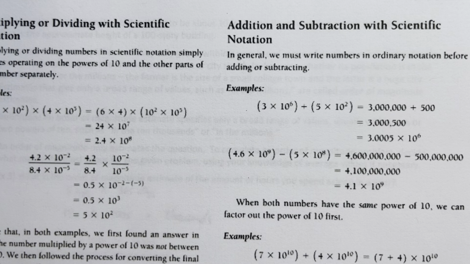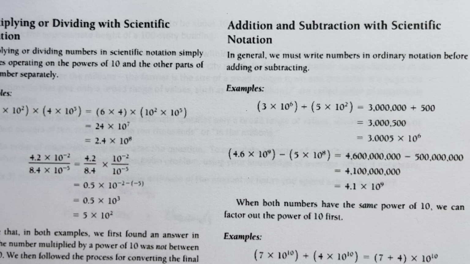All right, adding and subtracting, unfortunately, are not that easy. If you're going to add or subtract, you've got to put them into ordinary notation, solve it, and then plug them back in. So 3 times 10 to the 6th plus 5 times 10 squared. We're going to have to convert that to 3 million plus 500, get 3,000,500, and then convert that back into scientific notation.